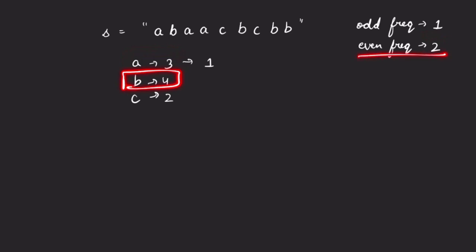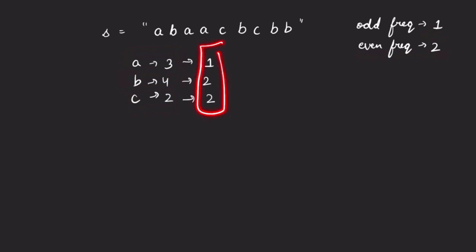So now the frequency of A is odd, so this will contribute 1. Frequency of B is even, this will contribute 2. Frequency of C is even, so this will also contribute 2. Now if you sum up all of these, what you will get? You will get 5, which is the answer in this particular case, right? So that is what we need to do.